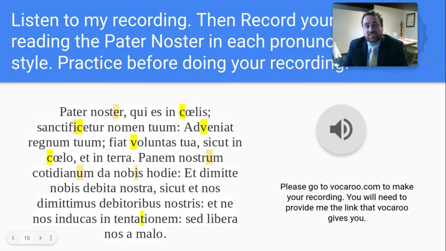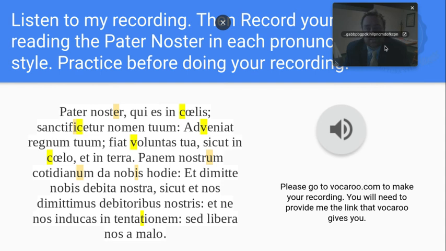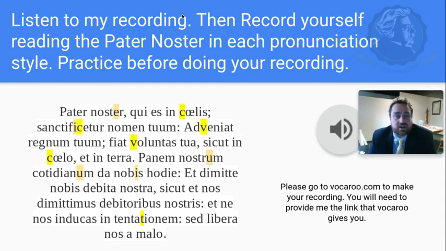Okay, and the last page here. So you're going to listen to my recording. Everything that we've talked about in this video so far is being demonstrated here as I read the Our Father. Okay, it says, listen to my recording, then record yourself reading the Pater Noster in each pronunciation style. It does not have to be perfect, the one that you do, okay? But it should demonstrate that you understand some of the differences. And then practice it before doing your recording.